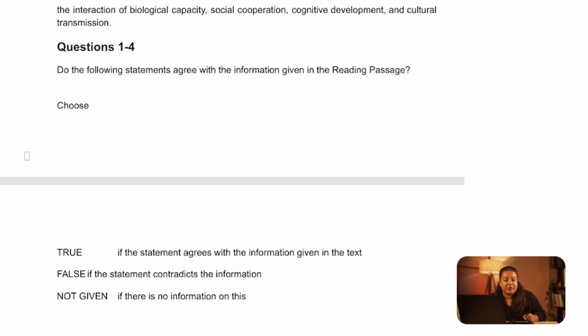Do the following statements agree with the information given in the reading passage? We'll have to choose true if the statement agrees with the information. We'll have to write false if the statement contradicts the information. Not given if there's no information on this. Also remember, we'll also write not given if there is partial information. Do not forget this. This is very important. This is where most students struggle when it comes to true, false, not given questions. So if we have partial information also, we'll be writing not given. Let's move to question number 1.